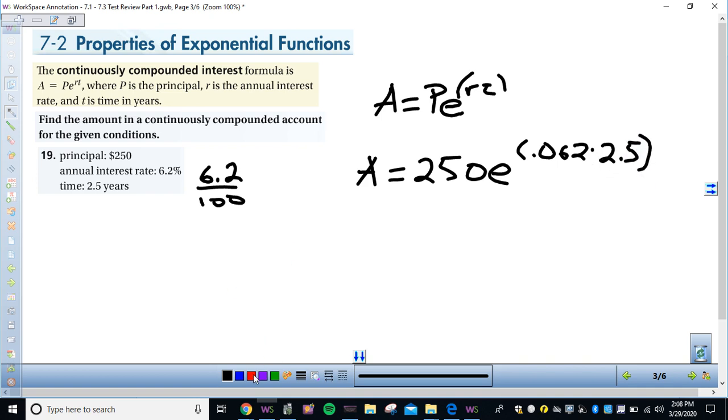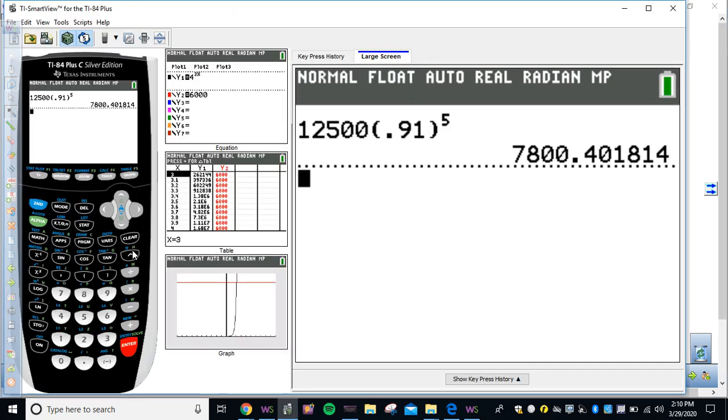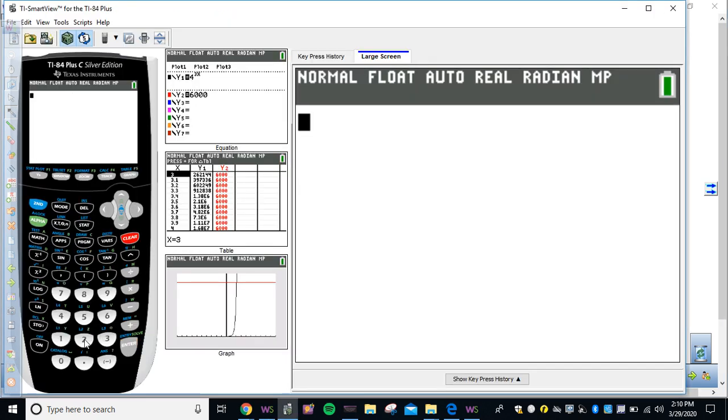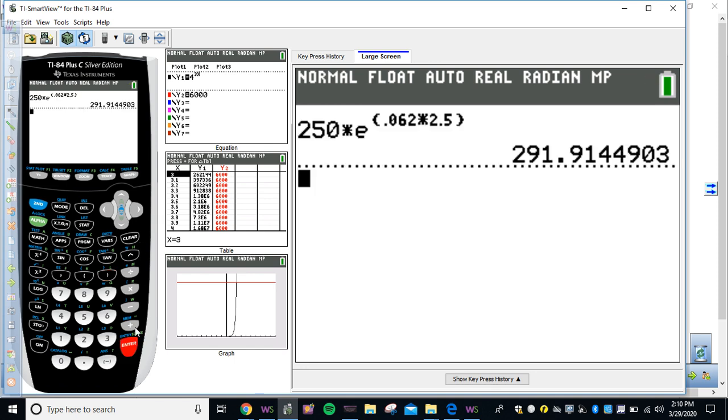And then we'll go ahead and throw that into the graphing calculator. So we have $250 times, second ln to get that E, and then I'm going to use parentheses in that exponent. So we have 0.062 times 2.5. Close that parenthesis, and we get 291.91. Copy that to the next page.